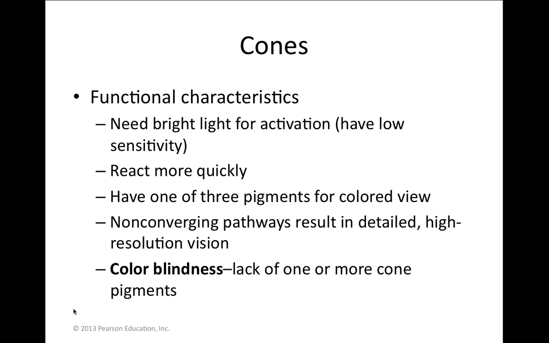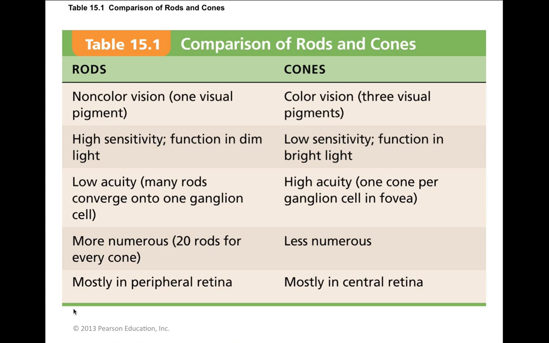You can do some tests to figure out if you are lacking one of the cones. Anybody who's lacking all three, they would only see in gray tones and have blurry, indistinct vision. So this is a good chart to tell the difference between the rods and cones. I would really study this and be able to create your own charts between the two. Understand where you're going to find cones, where you're going to find rods, how they are activated, which one sees color, which one sees the high definition.